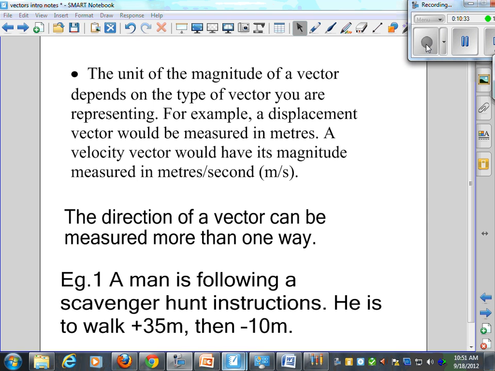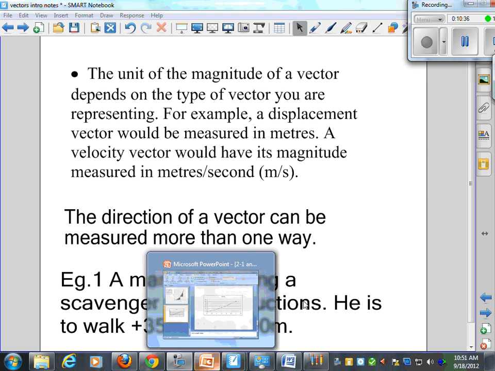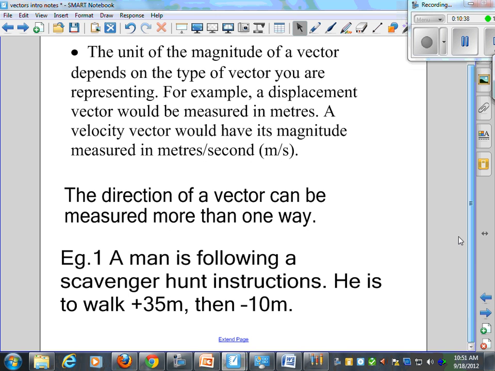So I'm going to start you off with an easy one. A man is following a scavenger hunt. It's a ridiculously simple scavenger hunt. He is to walk plus 35 meters and then minus 10 meters. What could this possibly mean? 35 meters forward, turn around, 10 meters back. 25 meters forward. In other words, a resultant, if I could use that word, of plus 25 meters. Do you really need to write that example down? No. You sure don't.